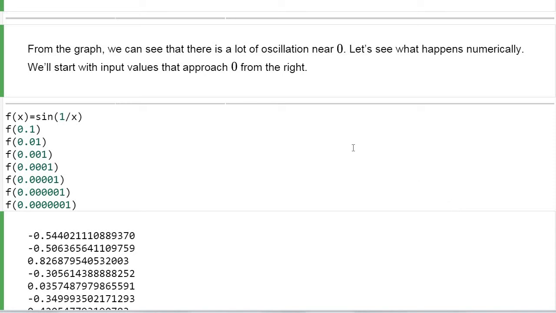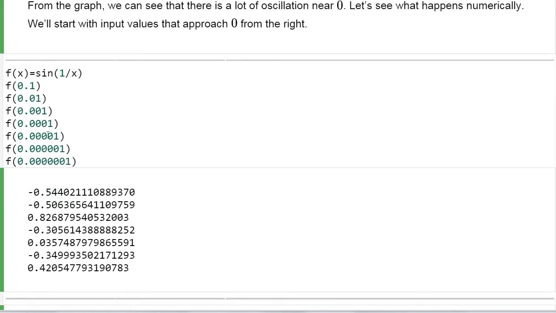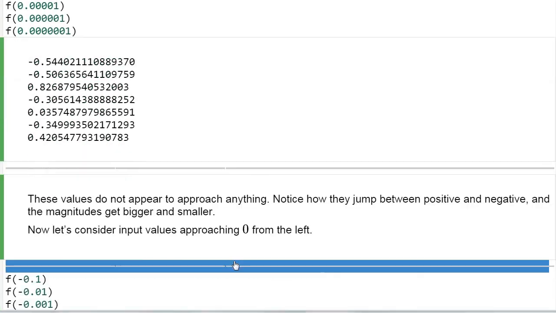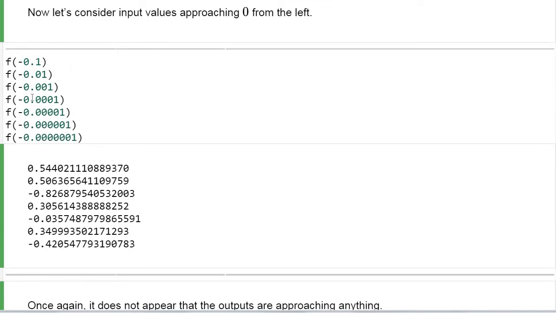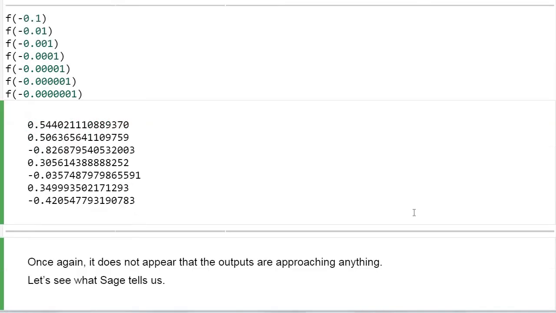Let's look numerically. So here's a list of numbers approaching 0 from the right. And what happens? Do these y values, the outputs, approach something? No, they flop all over the place. So it changes between plus and minus. The size gets bigger and smaller, alternately, so they're not going anywhere. It doesn't look like it's approaching anything. How about from the left? Same thing. Here's a list of x values approaching 0 from below. Here's the y values that go with it, and they just are jumping all over the place. It doesn't appear that they're approaching anything in particular.